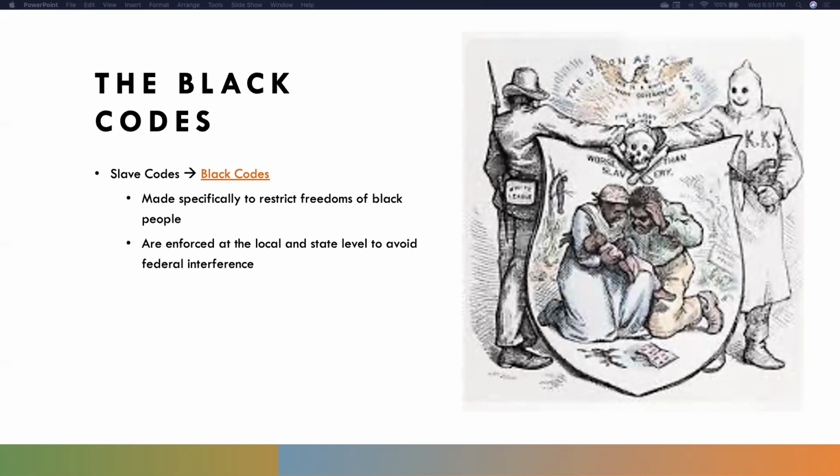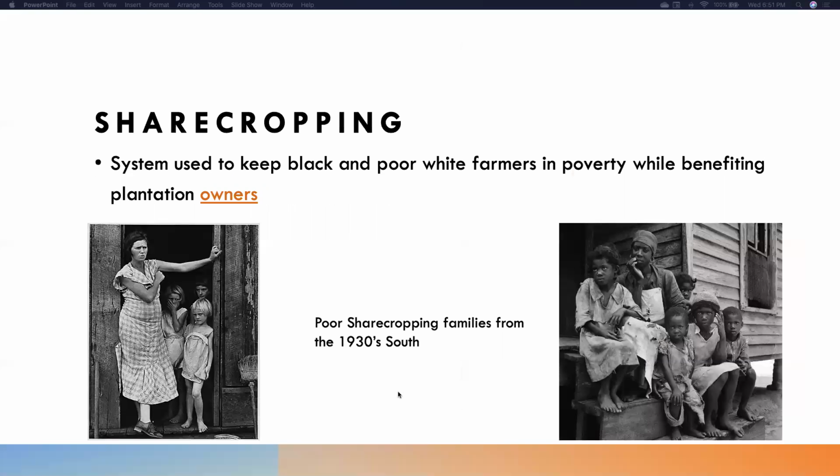The other way in which the South begins to try to resubjugate African Americans is through the practice of sharecropping. We talked about this with Mrs. Robinson as well. Sharecropping, and you can just write this for your heading, is a system used to keep black and poor white farmers in poverty while benefiting plantation owners. This is important. It wasn't just black people. The majority of sharecroppers were black people, but white people were also sharecroppers.